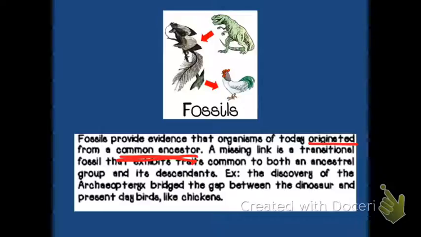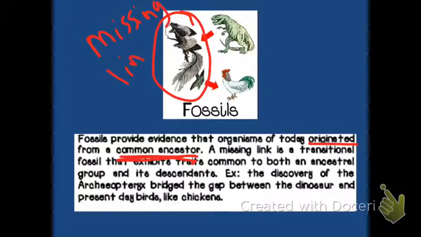So a missing link is a transitional fossil that exhibits traits common to both the ancestral group and its descendants. So for instance, if we look at the Archaeopteryx, that's the one that bridged the gap between the dinosaur and present-day birds. So this fossil here that was discovered would be a missing link that tells us how we went from dinosaurs to things like chickens on Earth. So fossils allow us to look back into the past and compare the organisms that lived in the past with organisms living today, and help us to fill in the missing pieces of how those organisms might have evolved.